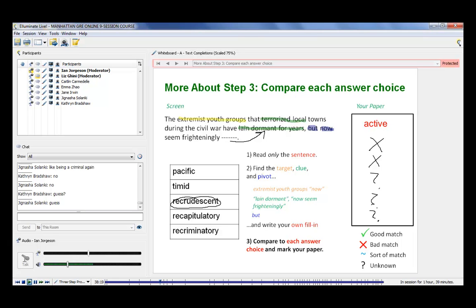Recapitulatory has to do with giving something a new meaning or summarizing something. Recapitulate is the verb form, and it means to briefly summarize, or in a biological sense, to appear to repeat. And this is just the adjective form of it.